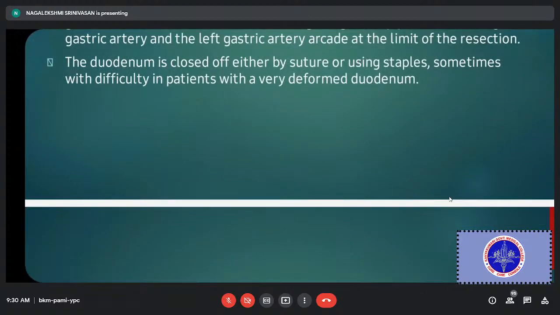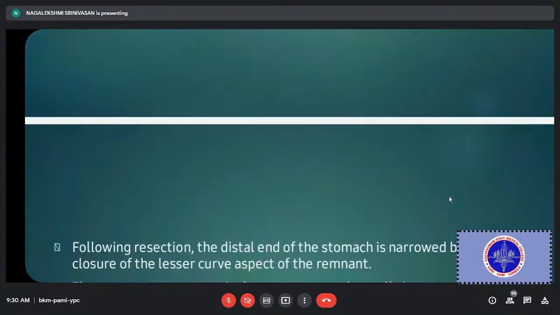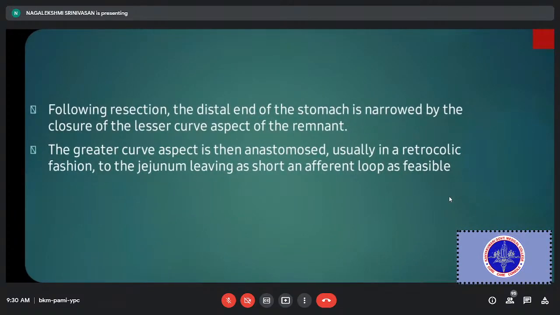Duodenal mobilization, bringing it towards the stomach, will be difficult in many cases. This Billroth 1 gastrectomy procedure, gastroduodenal anastomosis, is done mostly for benign diseases, not for malignant disease. Following resection, the distal end of the stomach is narrowed by closure of the lesser curvature.